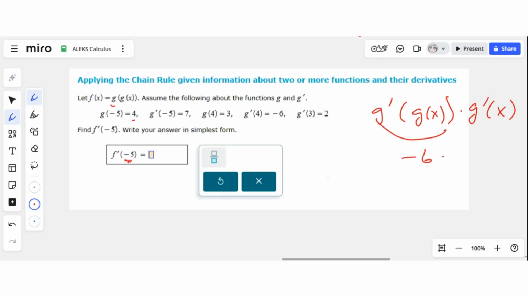And now, again, we're looking for this at -5, so we want g prime of -5, and that is 7. So -6 times 7 is -42. So that's how to find derivatives with the chain rule when you're just given a few points of information.